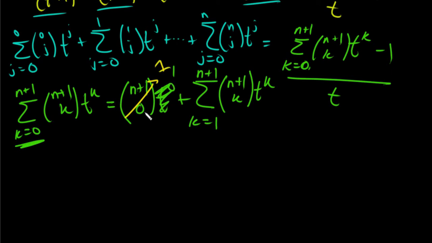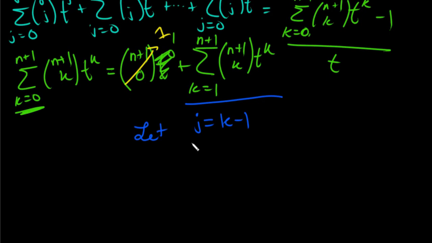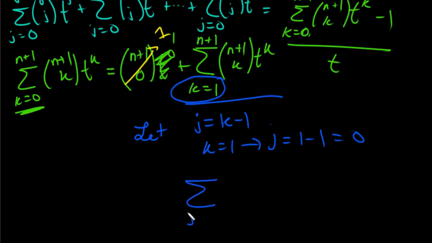Okay, and I'm also going to simplify this guy. I'm going to make a substitution of the index. I'm going to let j equal k minus 1. If I do that, then this k equals 1 is going to change. When k equals 1, j equals 1 minus 1, which is 0. So the new sum is going to start from j equals 0.